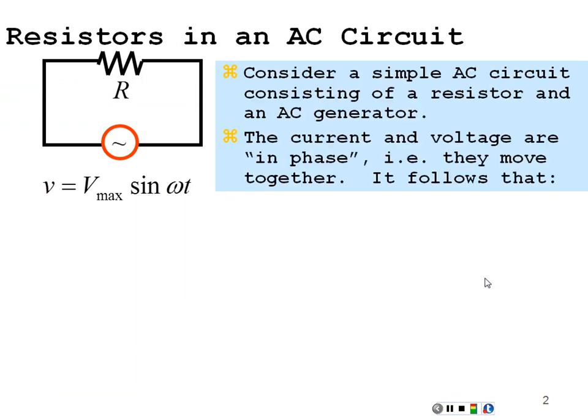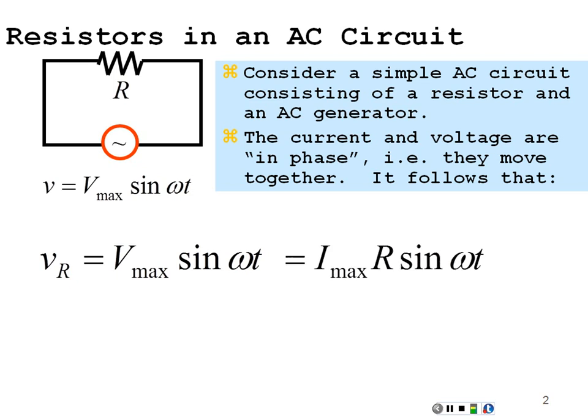Alright, so we have ourselves an AC generator giving us this voltage that is alternating back and forth. And if we were to connect that across a resistor, we would find that the voltage of the resistor, being the only circuit element, would have a voltage that varied in the same way. So the voltage across the resistor would equal V max sine omega t, and for that matter, the current to the resistor would be related to this voltage by being I max times resistance R sine omega t.